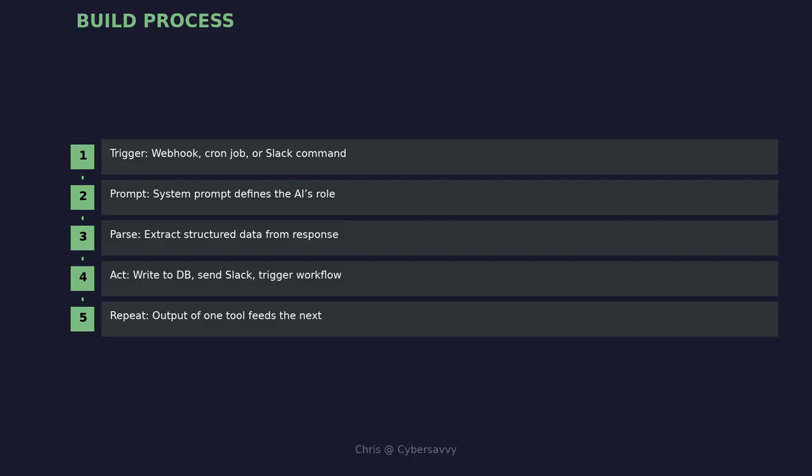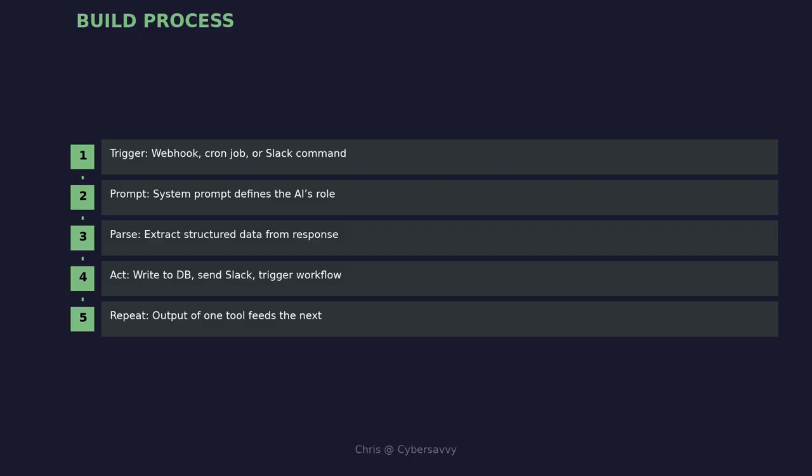The beauty of this pattern is it is infinitely composable. The output of one tool feeds the input of another. One of my clients built a system where a customer support email gets summarized by Claude, categorized by GPT-4o Mini, then routed to the right team with a pre-written draft response. All in about 45 seconds. The total infrastructure cost is $40 per month.